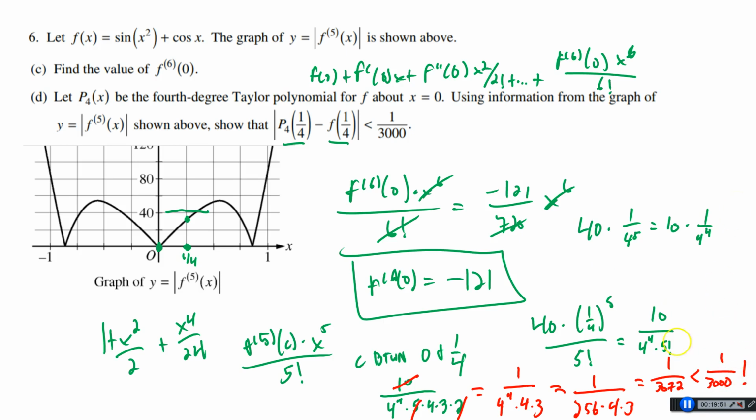Okay, so we show that the error must be less than 1 over 3,000 by using Lagrange. So again, it was key that the derivative is always under 40. That was really what nailed this home.